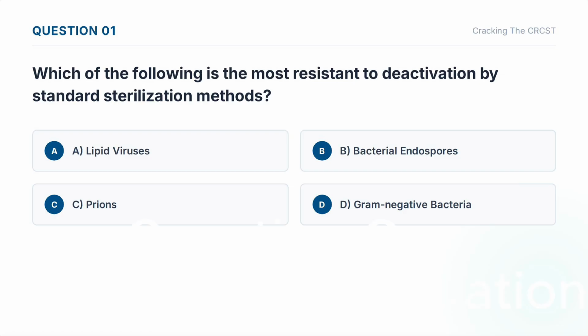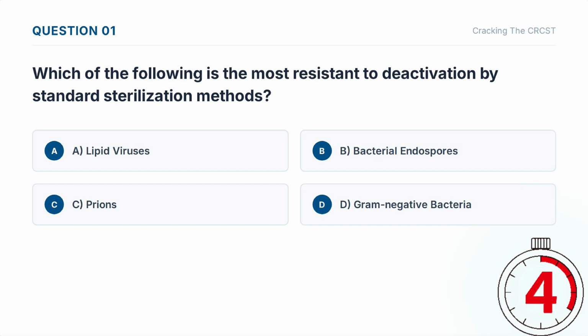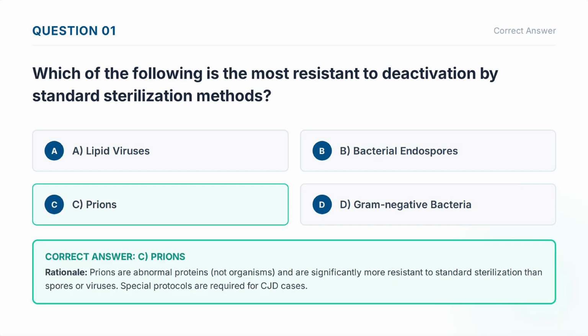Question 1. Which of the following is the most resistant to deactivation by standard sterilization methods? A. Lipid viruses. B. Bacterial endospores. C. Prions. D. Gram-negative bacteria. Correct answer. C. Prions. Rationale. Prions are abnormal proteins, not organisms, and are significantly more resistant to standard sterilization than spores or viruses. Special protocols are required for CJD cases.